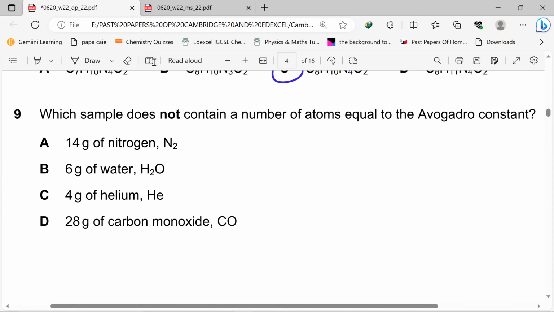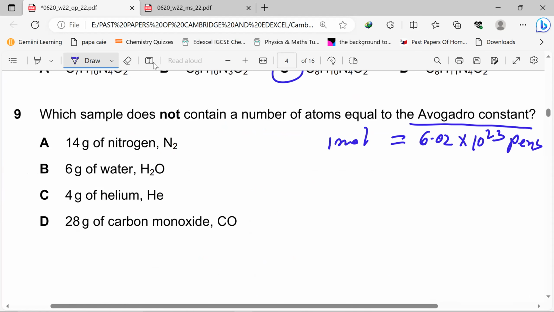And number 9, which sample does not contain a number of atoms equal to the Avogadro constant? We know the Avogadro constant is a fixed number, which is 6.02 times 10 to the power 23. So 1 mole is equal to this Avogadro constant. So 1 mole of anything, say 1 mole of pens, means 6.02 times 10 to the power 23 pens. 1 mole of electrons means 6.02 times 10 to the power 23 electrons.